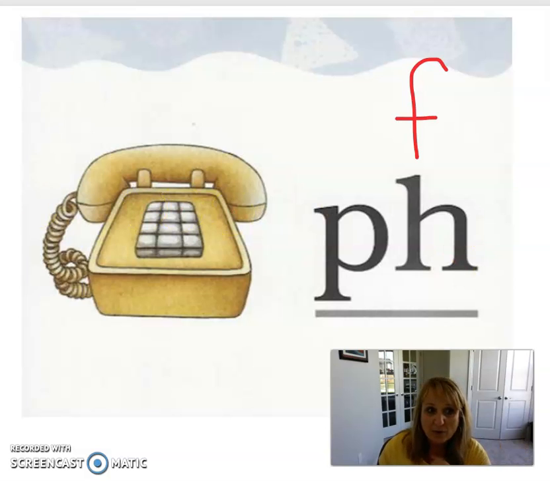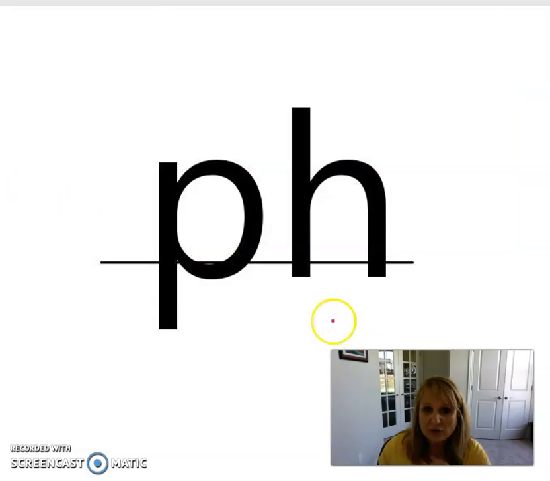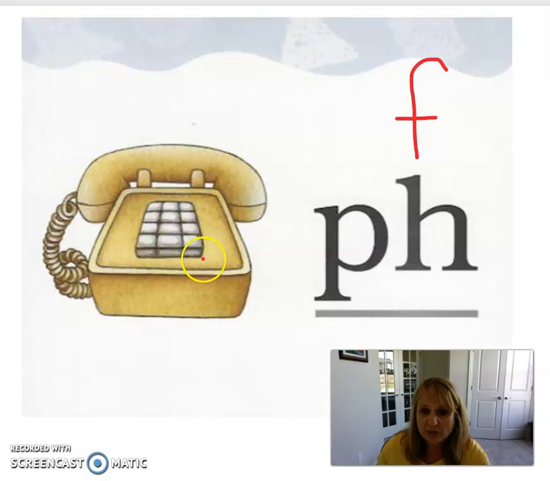When we code digraph PH, it looks like this. We simply draw a line under it. Let's try it with our word, phone. When I show you this picture card, you will say phone, digraph, PH.